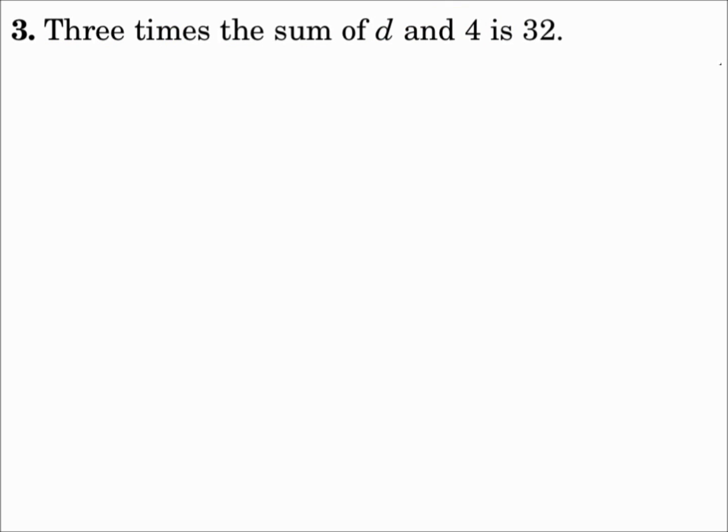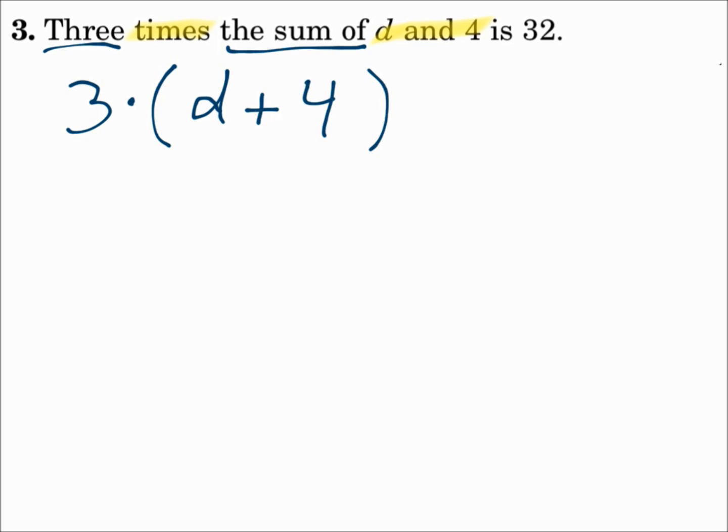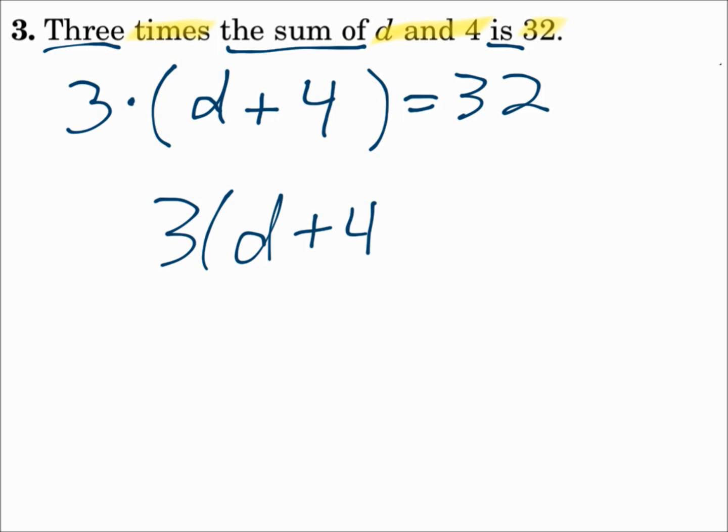Number 3. 3 times the sum of d and 4 is 32. Well, 3 is 3. Times is multiplying. The sum of means I'm going to add some things together. What am I adding together? D and 4. Is equals. 32 is 32. And again, you don't need that multiplication sign, so just 3 parentheses, d plus 4 equals 32.